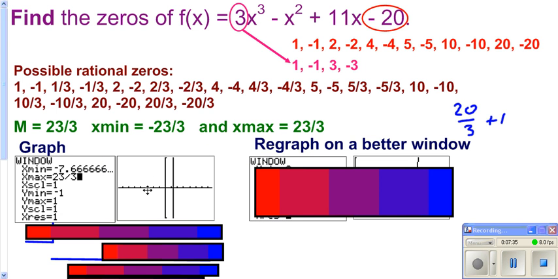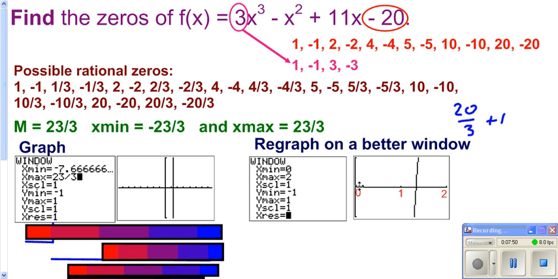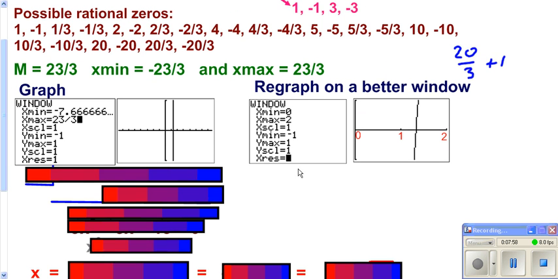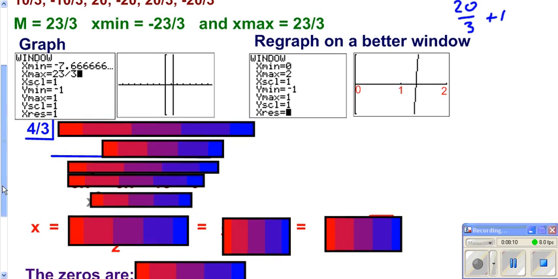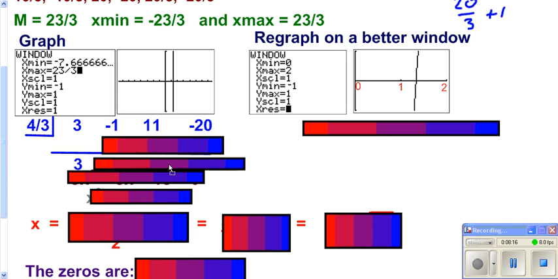You'll notice we don't have a lot showing up on our graph. So I'm going to just zoom in more on where it looks like we're crossing to get a better idea of what we might be looking at. So I'm going to go from 0 all the way over to 2. When you graph it between 0 and 2, you get this. Well, when you look at your possible rational zeros, it looks like your only possible one that is reasonable is 4/3. So we're going to try 4/3 because that's what we suspected from looking at our graph. Put it into our original, and then we'll do the synthetic.